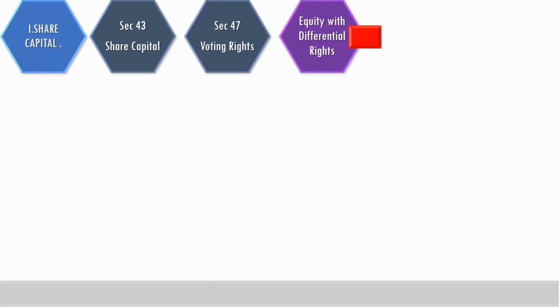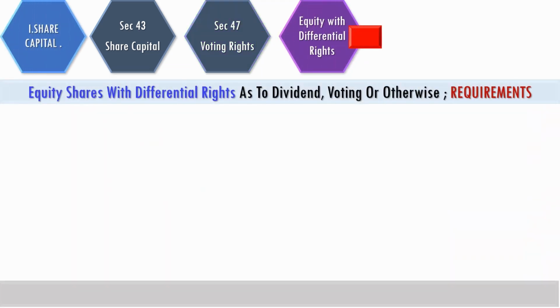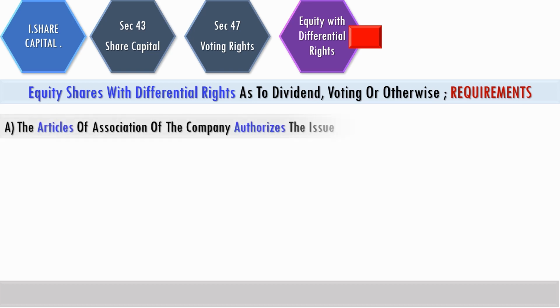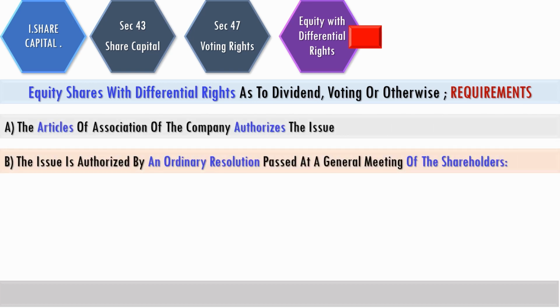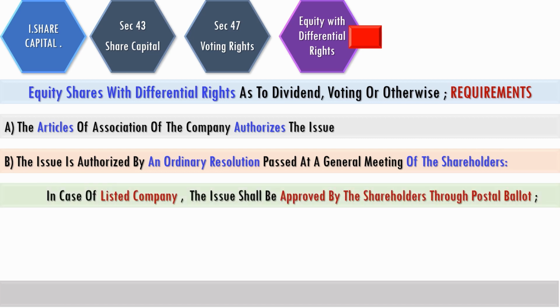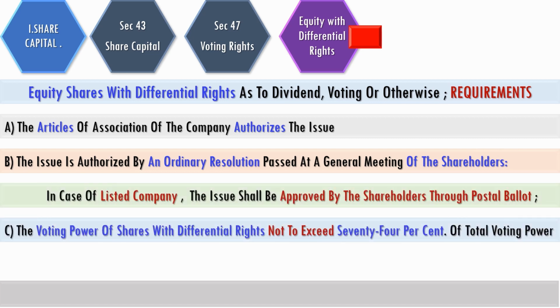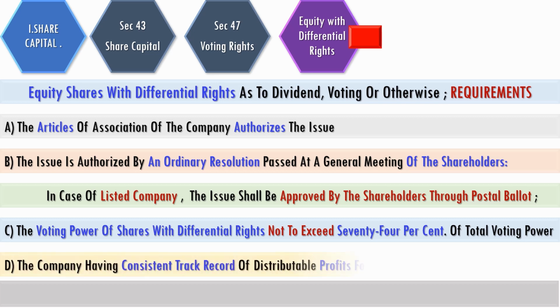Equity with differential rights issued after fulfilling certain requirements. There should be an enabling provision in the articles. Shareholder consent through an ordinary resolution required. When the company is listed, it should be through postal ballot. And the voting power with the differential rights should not exceed 74%, and the company should have a consistent track record of distributable profits for the last 3 years.